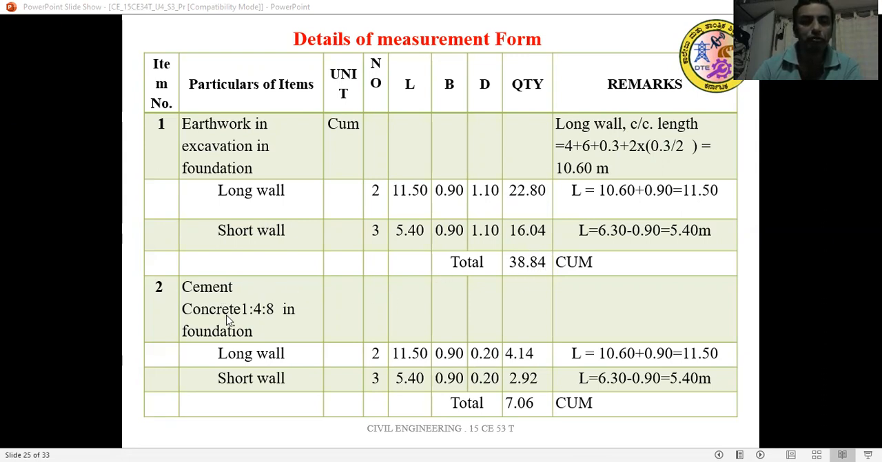Similarly, the second item is cement concrete 1:4:8 in foundation. Long wall is equal to 2 number, and the true length of the long wall is equal to 11.5 meter into 0.9 meter, the breadth of PCC, and 0.2 meter, the depth of PCC. Multiplying all five values, you will get the quantity of 4.14. Similarly, you have to calculate the short wall quantity. The number of short walls is equal to 3. The true length of the short wall is equal to 5.4, calculated by using this equation.